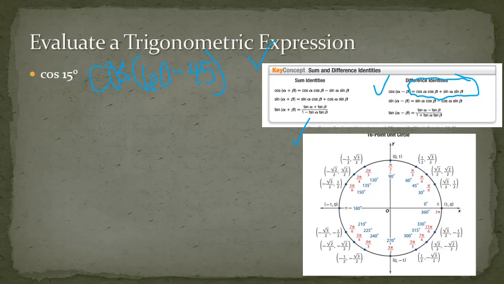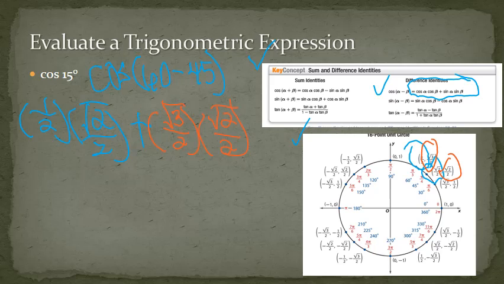Now, if I look here at the cosine of 60 degrees, I see that that is 1/2. So let's put that in. We've got 1/2 times the cosine of 45 degrees, which is right here, square root of 2 over 2, plus the sine of 60 degrees, which is the square root of 3 over 2, times the sine of 45 degrees, which is the square root of 2 over 2.